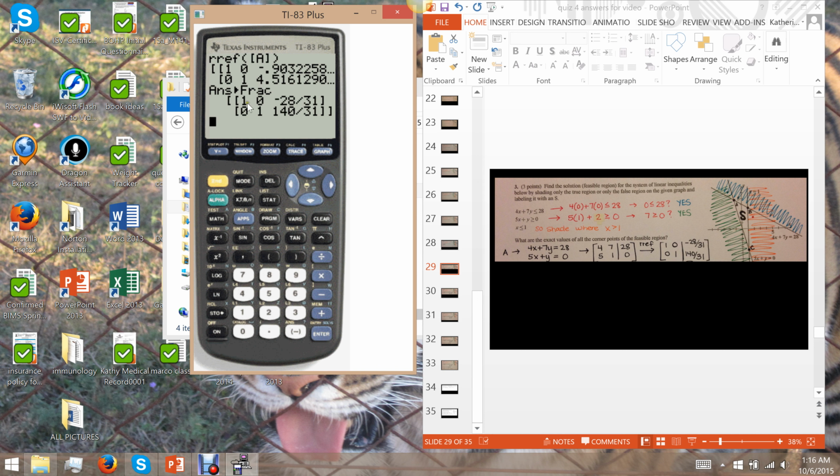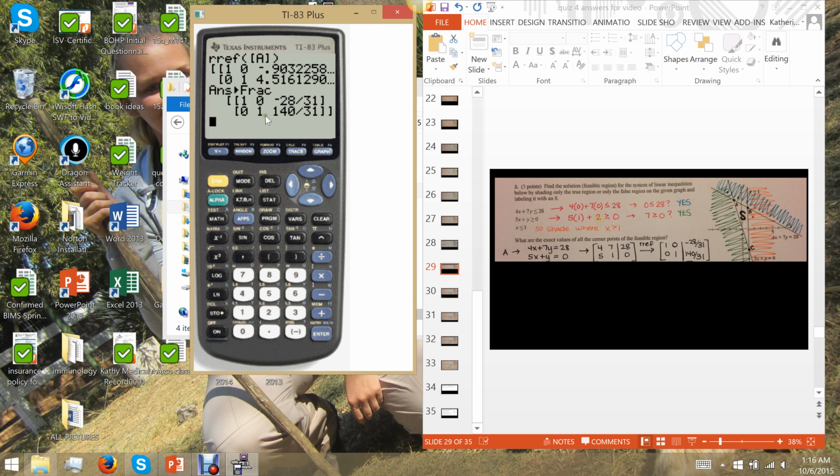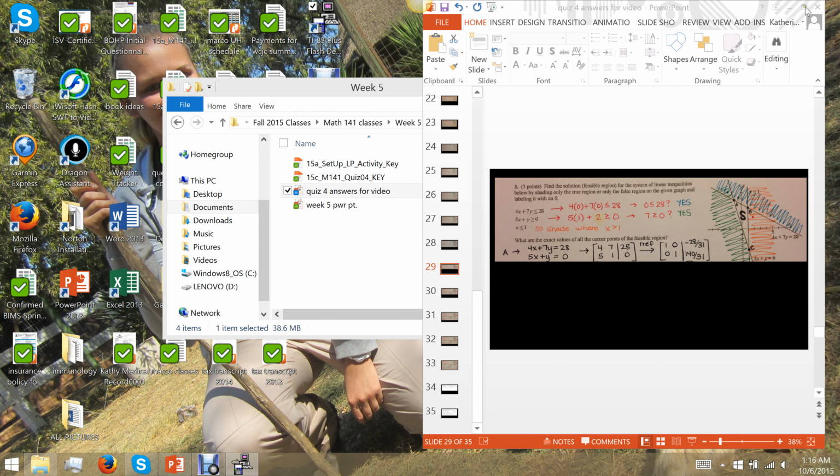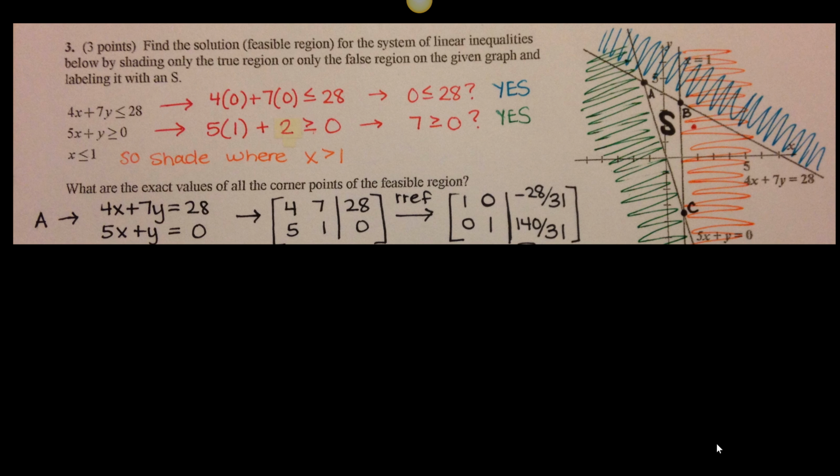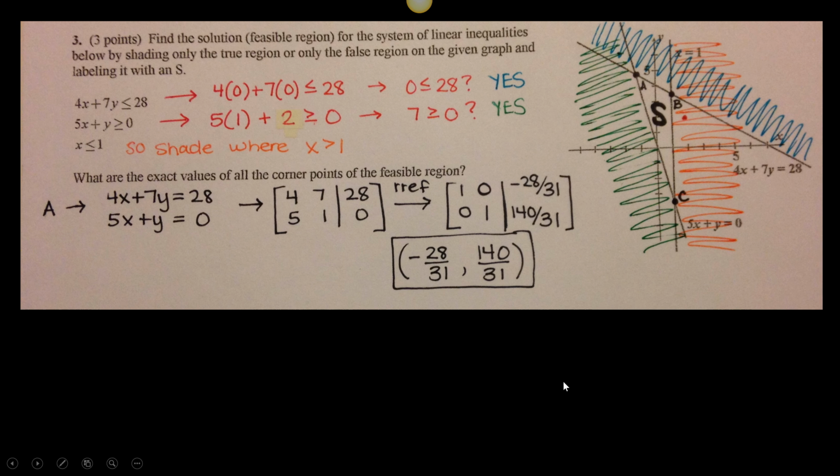So you can see we get that x is equal to negative 28 over 31, and y is 140 over 31. So those are your answers for the corner point A, which you can see I have listed right here. Okay, you should have got that off the calculator. This is the easiest way to do it. So we're going to do the same way for B and C.